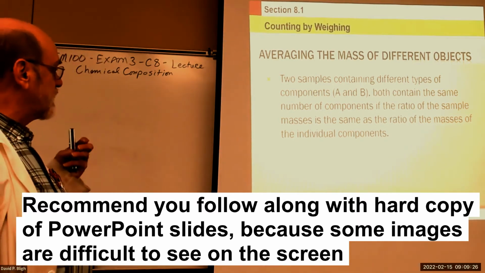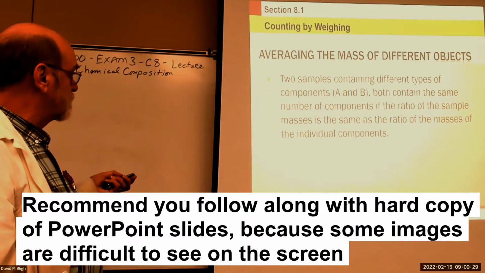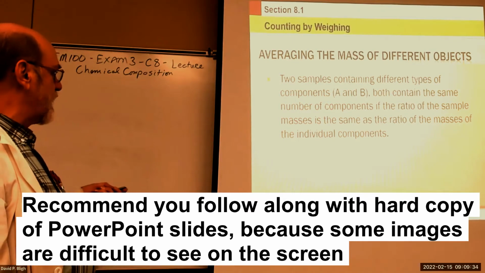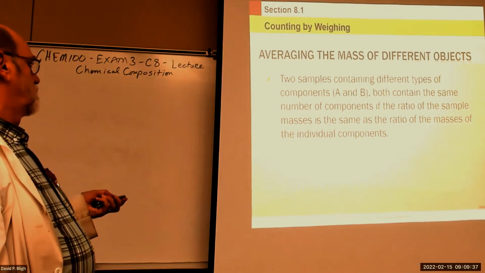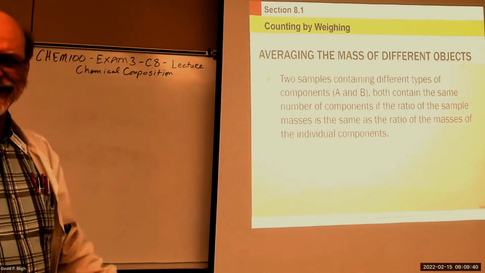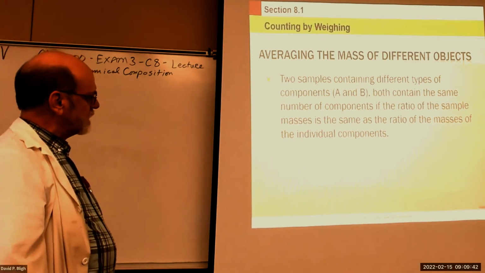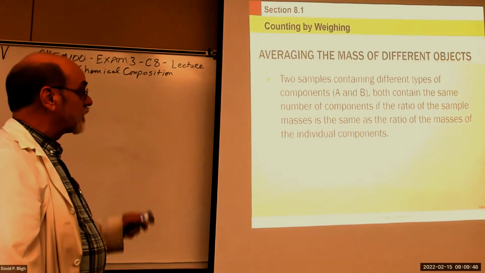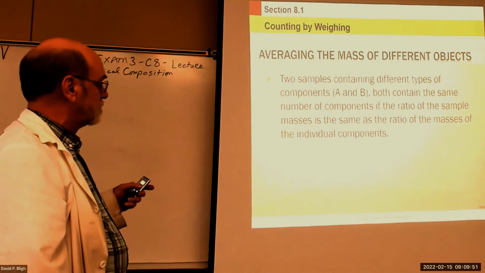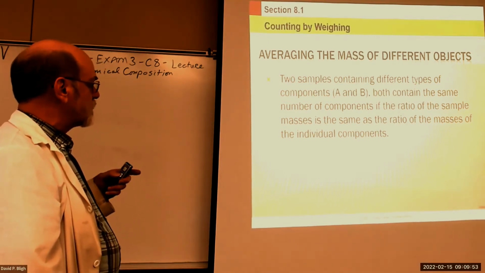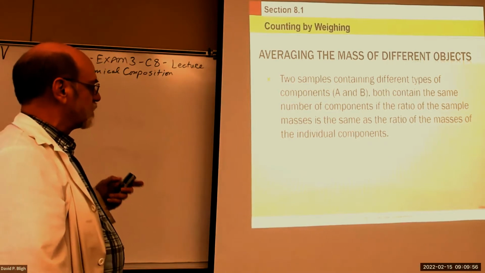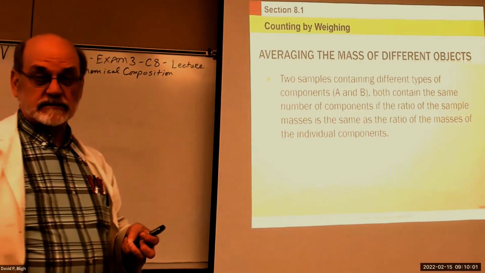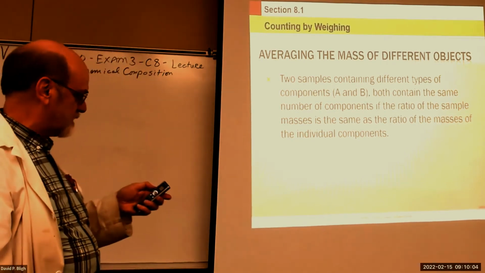The 2 samples contain the same number of components if the ratio of the sample masses is the same as the ratio of the masses of the individual components. Let me read that again. 2 samples containing different types of components, A and B, okay? Both contain the same number of components if the ratio of the sample masses is the same as the ratio of the masses of the individual components. That's a little hard to follow. I don't blame you if it doesn't make any sense.